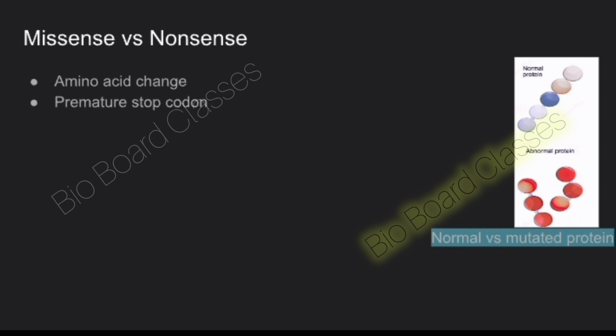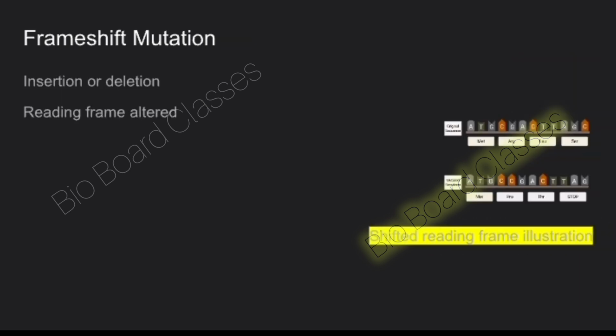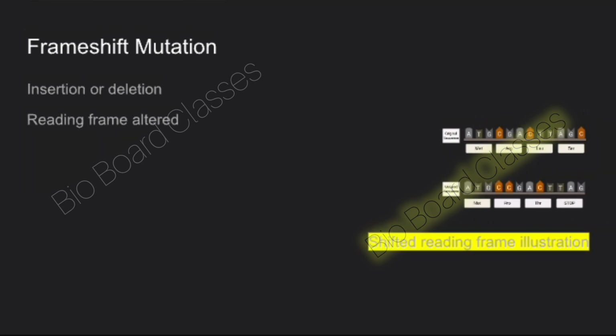A nonsense mutation converts a codon into a stop codon, producing a truncated, usually non-functional protein. A frameshift mutation occurs when nucleotides are inserted or deleted in numbers not divisible by 3. This shifts the reading frame and alters every amino acid downstream.